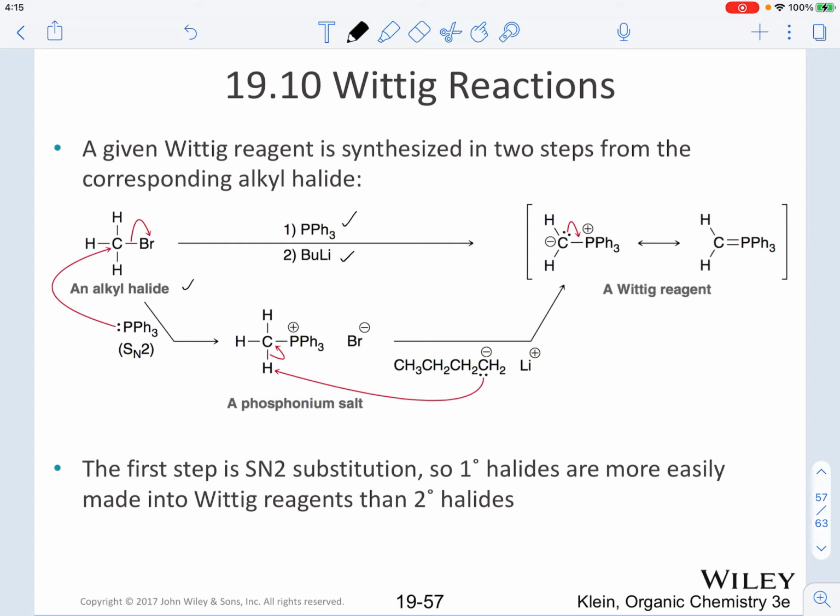The first step of the reaction is going to be an SN2 substitution, so primary halides are more easily made into Wittig reagents than secondary halides. This is just an example of how the reagent is formed. I'm not going to require that you know this mechanism specifically. Just know how the Wittig reagent is generated.